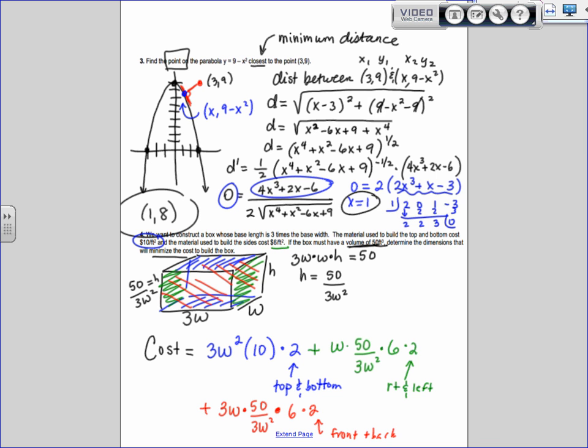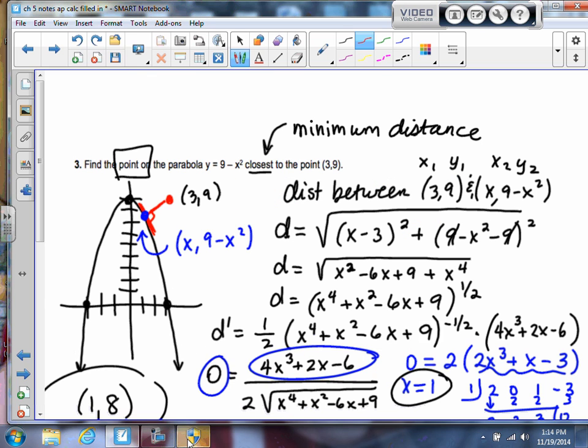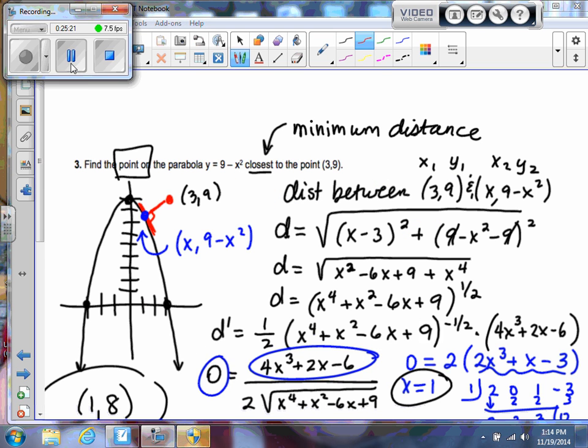Okay, so clean it up. Go ahead and try to simplify. Write it so that you have w to the -1 in certain cases, right? You want to be able to take the derivative easily. So go ahead and simplify. Hang on.